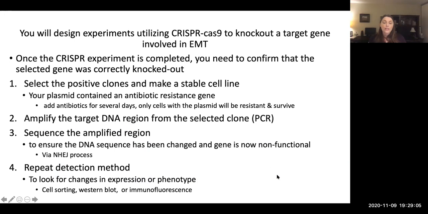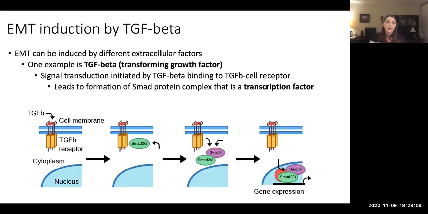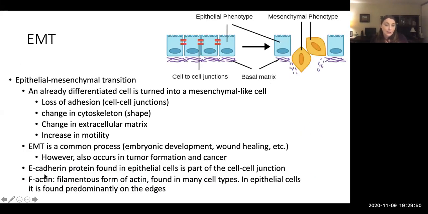Okay, so once you've studied in the Labster simulation, once you've gone over this EMT induction by TGF-beta, then it's going to have you take a cell line and expose it to the TGF-beta, and then you're going to do an immunofluorescence. It's just abbreviated immunostaining, but it's going to be fluorescence microscopy, and you're going to compare cells before and after being treated with the TGF-beta. And specifically, you're going to look at those two proteins I mentioned, the E-cadherin and the F-actin.